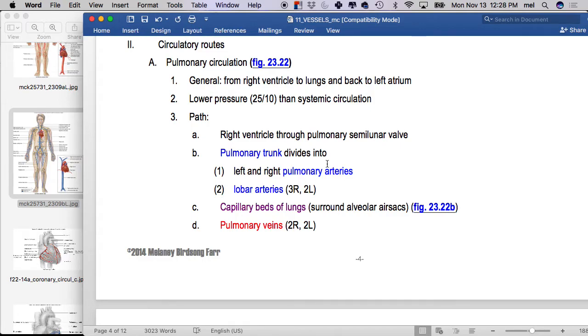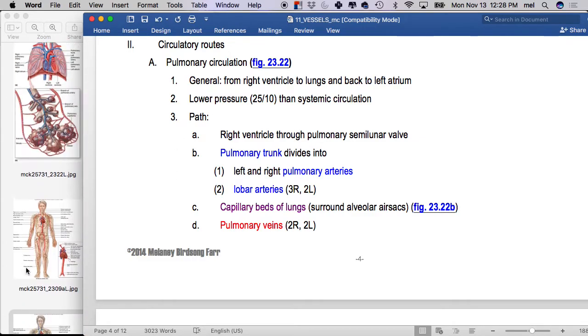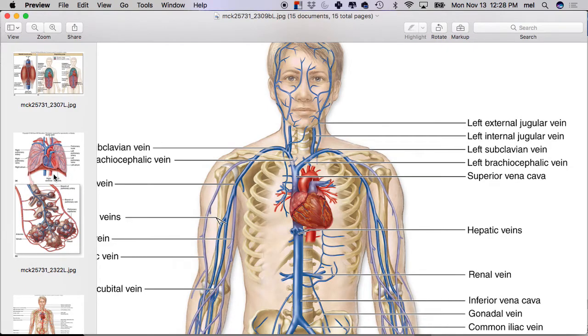When we're doing pulmonary circulation, this is putting back together the stuff that we did last time. What chamber are we going to start in with pulmonary circulation? Right ventricle. Yes, we're going to start with the right ventricle. We're going to go to the lungs, and then we're going to go back to what chamber? Left atrium. Okay, so let's learn a few more vessels than you have learned before with pulmonary circulation.